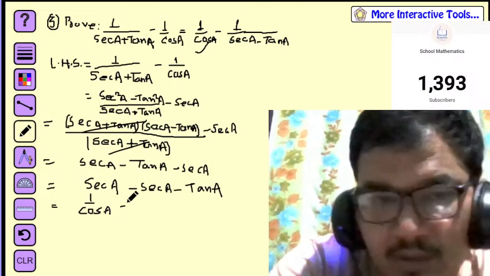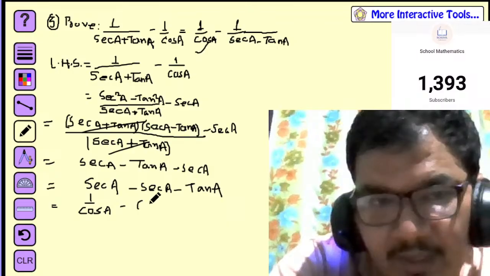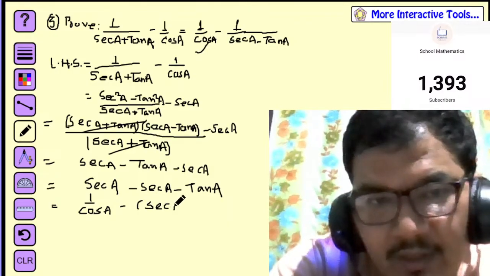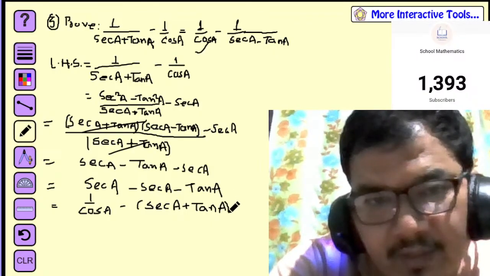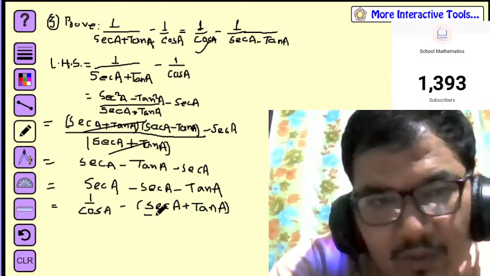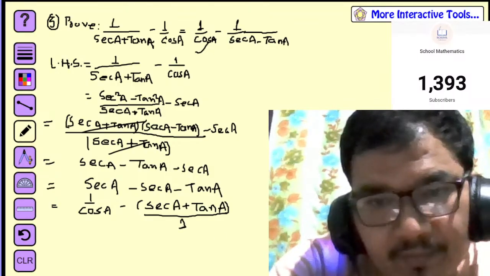And now look students, this minus, take common here. If we take minus common here, here is remaining sec A plus tan A, right? Here is remaining sec A plus tan A. And now look, the denominator, nothing means what will be here? Here is remaining 1. Okay, children?